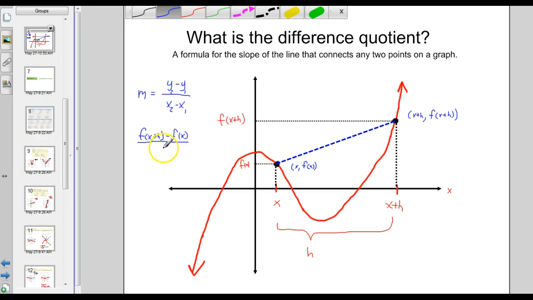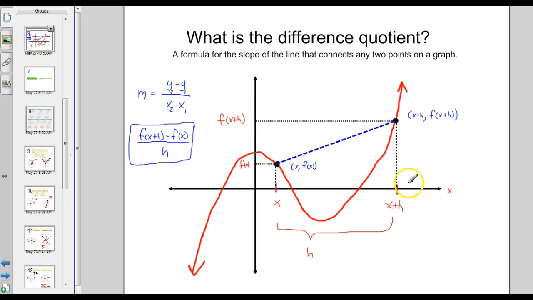So there's the difference quotient formula. And where did we get it from? We got it from plugging these two points from the graph of any function into the slope formula. And these two points just happen to be two random points that are h units apart on any function. So the difference quotient is just two points on the graph of any function connected with a straight line, and it's the slope that would connect those two points. Okay, so that's what the difference quotient is.